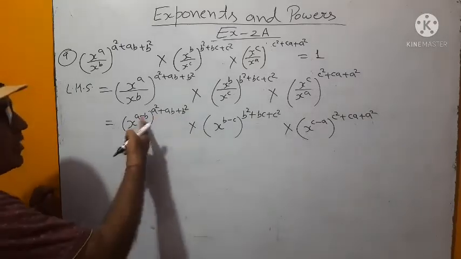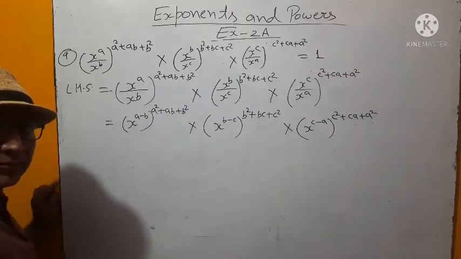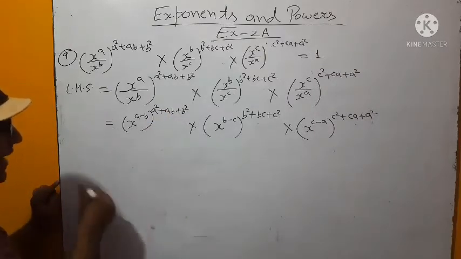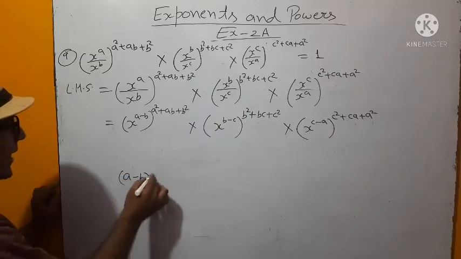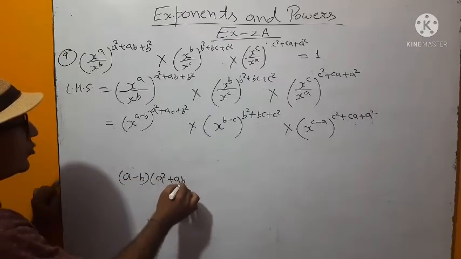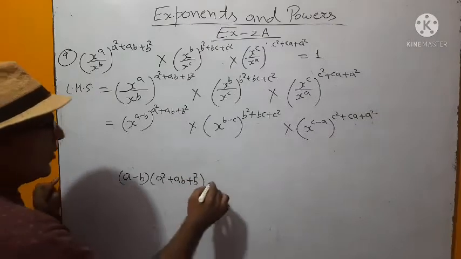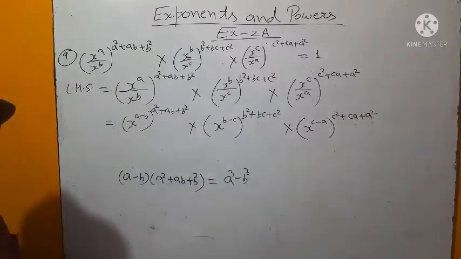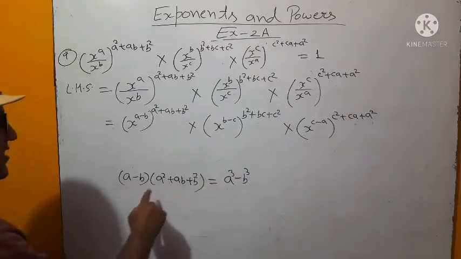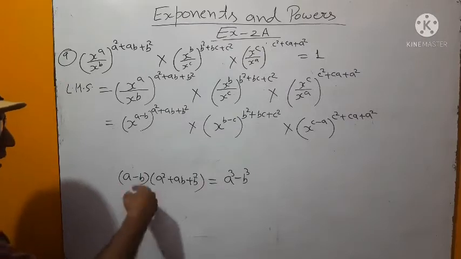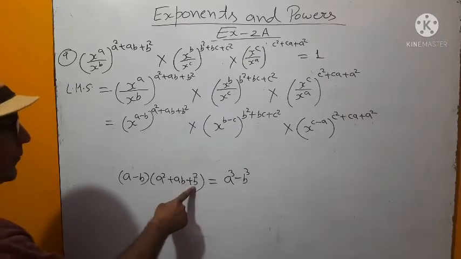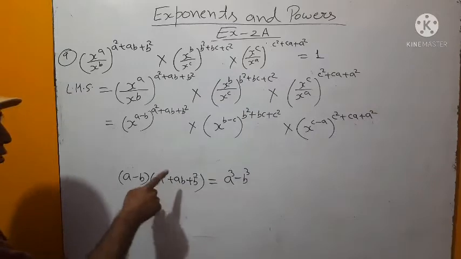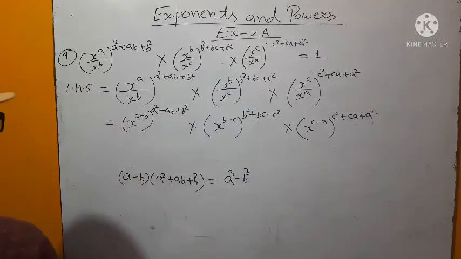One method, you can simply multiply it and then you can get the answer. But as I can see, a minus b into a square plus ab plus b square is the identity of a cube minus b cube. Note this identity and learn it, then it will be easy for you. A cube minus b cube is equal to a minus b in one bracket, in another bracket a square plus b square plus ab. So this identity we will use here.